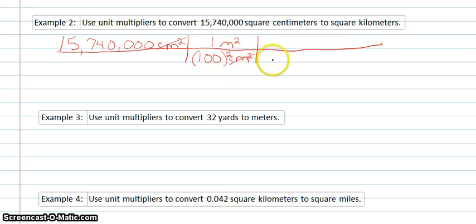And then meters to kilometers, and again it's squared. I'll have 1,000 squared meters squared to get 1 kilometer squared. Again, I just have my classes leave it like this, but if you needed to actually get that number, you would just divide 15,740,000 by 100 squared and 1,000 squared.